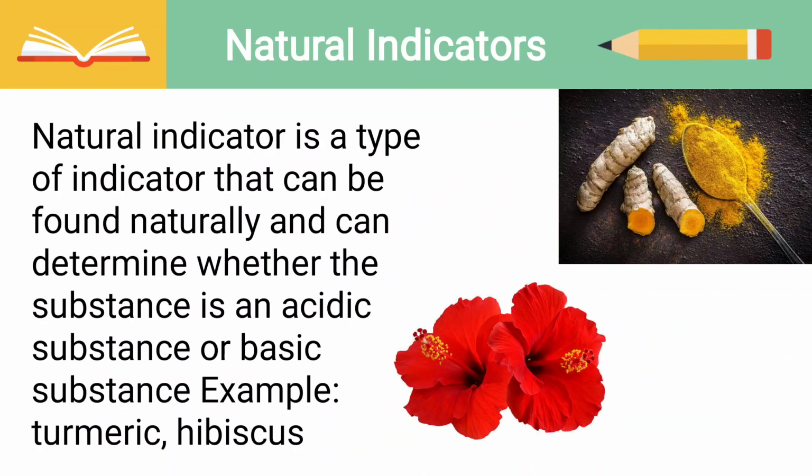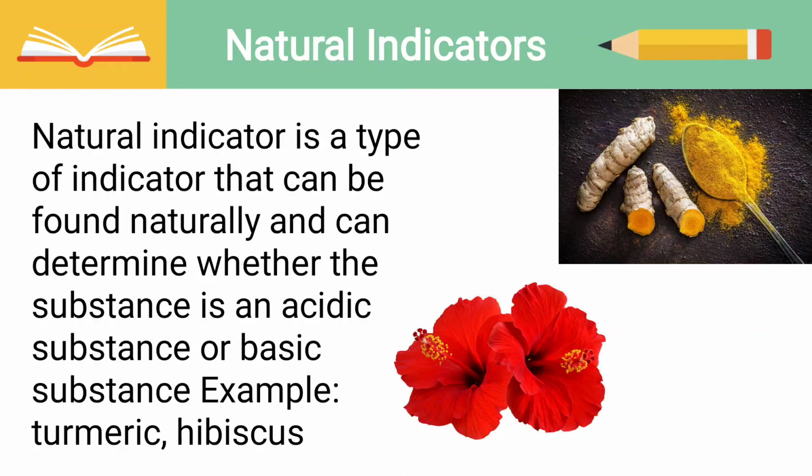Now we will move to the natural indicators. A natural indicator is a type of indicator that can be found naturally. Whatever materials are available in our day-to-day life, we can use as a natural indicator and determine whether the substance is an acidic substance or a basic substance. Example, turmeric or hibiscus extract. Litmus is also one of the main, important natural indicators.